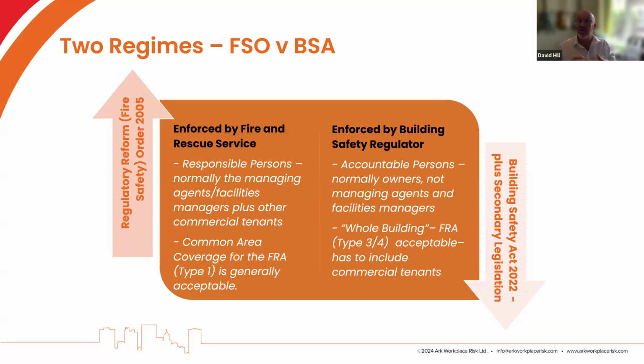Now, the Building Safety Act and all of its secondary legislation is actually not enforced by the Fire and Rescue Service, but enforced by the Building Safety Regulator. And in this instance, we've got accountable persons. And that's normally owners, and it's generally not managing agents or facilities managers. And all of the guidance, all of the statements that are coming out of the regulator themselves is that we have to take this whole building approach. And they are really looking, especially in residential blocks, for what's called a type 3 or type 4 in order to be considered acceptable. And they are reviewing them as well. And therefore, we need to include a sample of the tenancies, including the commercial tenants, if we have them.